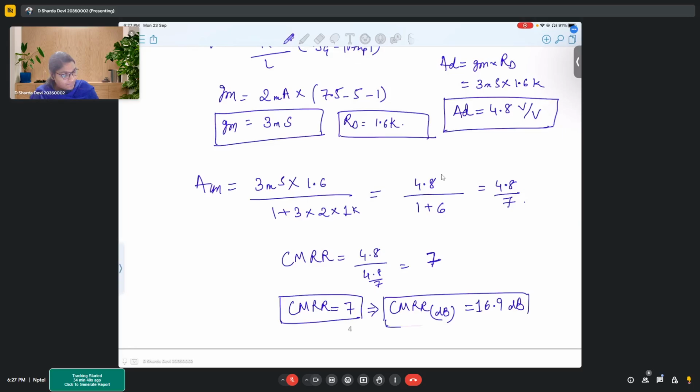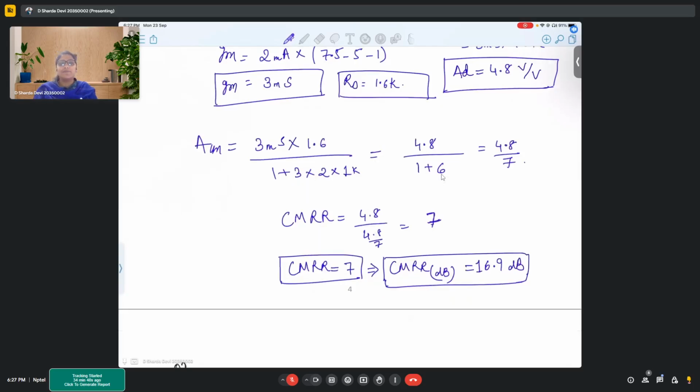Ma'am, shouldn't the AD be minus? We take mod of it because a sign is not important to us in terms of CMRR. It's more about the value, like what is the value. Okay.